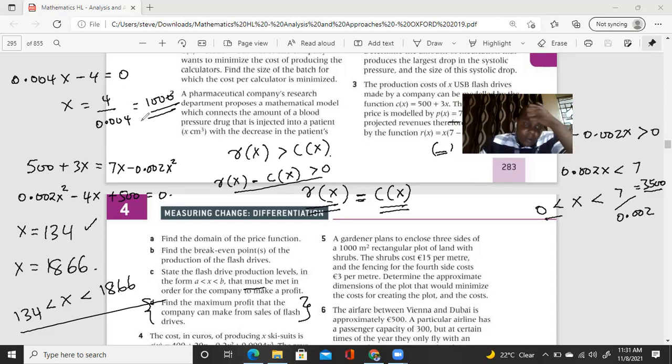What's the other way? You want to talk about vertex form of a parabola? We could use the negative b over 2a equation to find the x value. So that would be 4 over 0.004. Again, that gives us the x value, 1,000. Perfect. And then we plug that into the function to get the y value. Okay. Yeah.